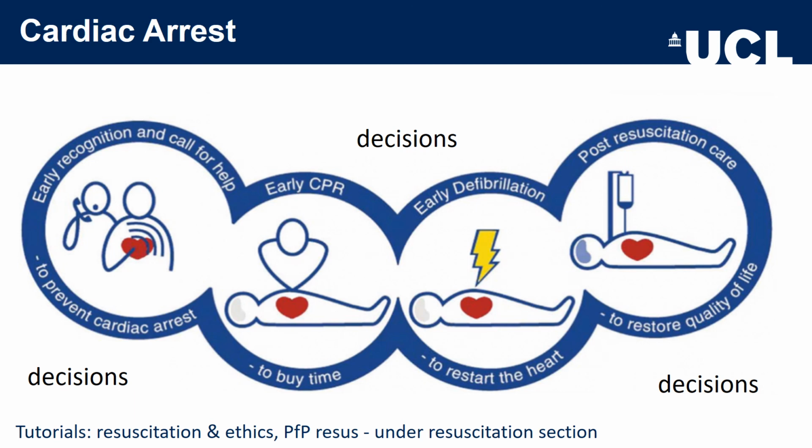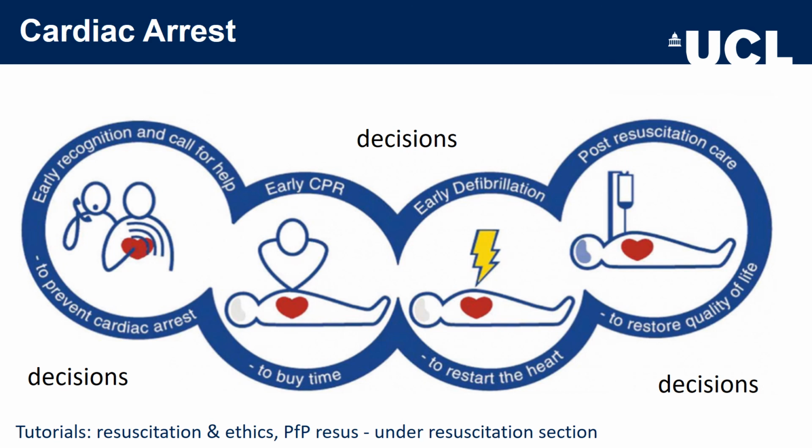So in a cardiac arrest, which will be covered under other tutorials, there are 4 key pillars of managing a cardiac arrest, but you'll notice that decision making comes all the way through, and this is one of the key attributes of a successful acute medicine student and successful acute physician. The principle is early recognition and calling for help to try and prevent a cardiac arrest, or deciding that they would not be for escalation and treatment, and therefore you would put a DNACPR in situ.